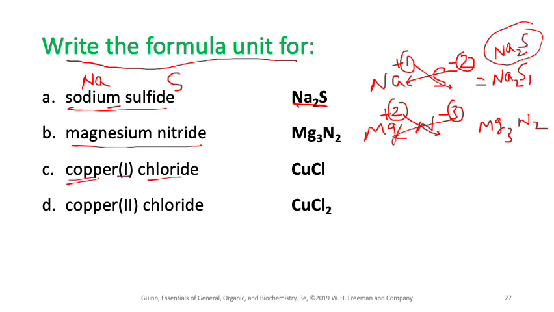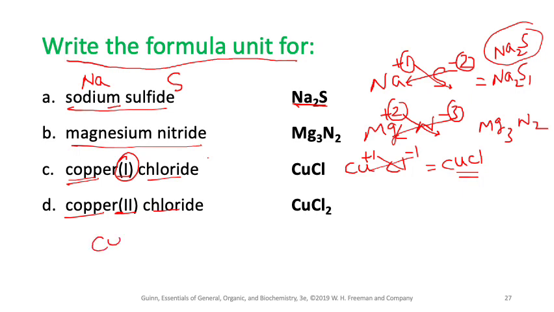Copper 1 chloride. The time I see copper, I know copper is Cu. And the time I see 1, I know the charge on copper is +1. Chlorine is -1. What should be the charge on chlorine? -1. So the formula will be CuCl.